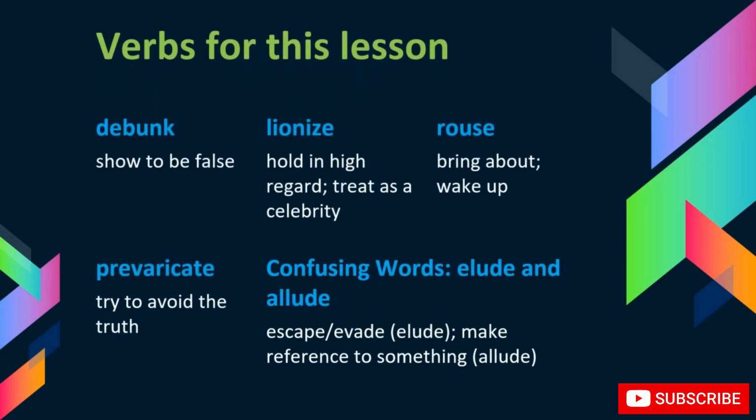Welcome back for Lesson 5 of Advanced TOEFL Verbs. Here we go. Our verbs for this lesson are debunk, lionize, rouse, prevaricate, and the confusing words elude and allude.